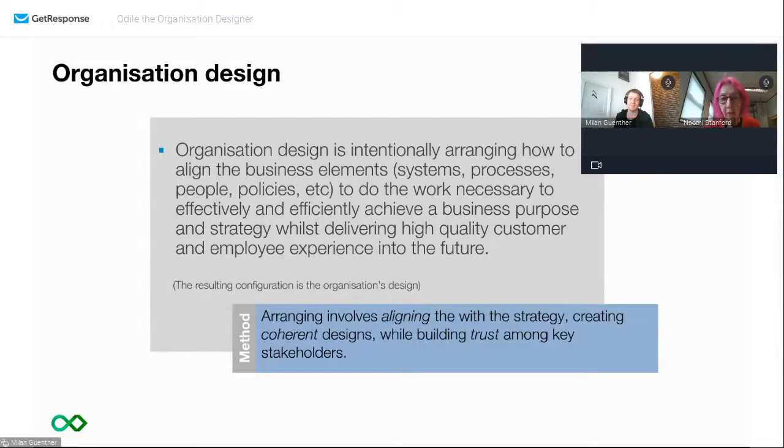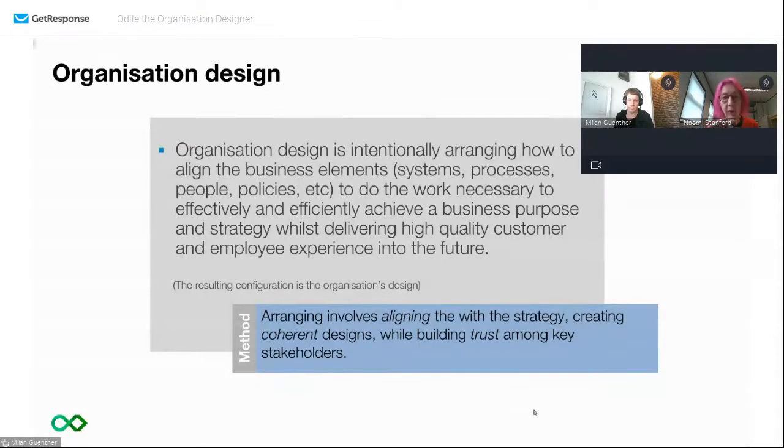And all of these parts of the definition that I use can be challenged, because some organizations are not very interested in, say, high quality employee experience, or they're not interested in particularly high quality customer experience. So thinking about what your organization means by organization design becomes important. The key thing to remember is, what is your intention, and do you know your purpose, and do you know your strategy? The other thing to remember about this definition is it involves interdependencies.